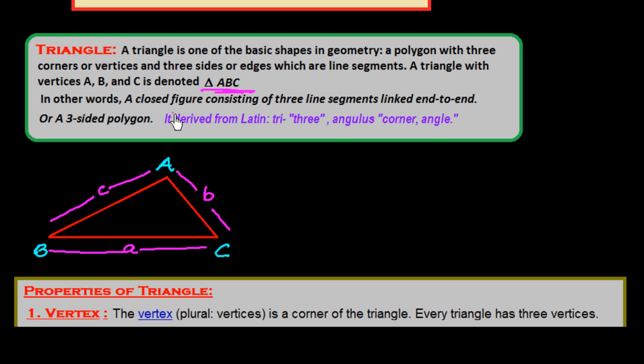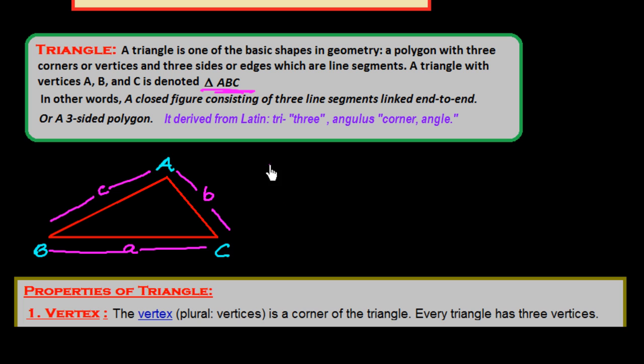Or in other words, if you define this, it is a closed figure consisting of three line segments linked end to end. So there are three line segments here, you see. Here the three line segments AB, BC and CA are linked end to end, AB, then BC and CA, or it is a three-sided polygon shape.